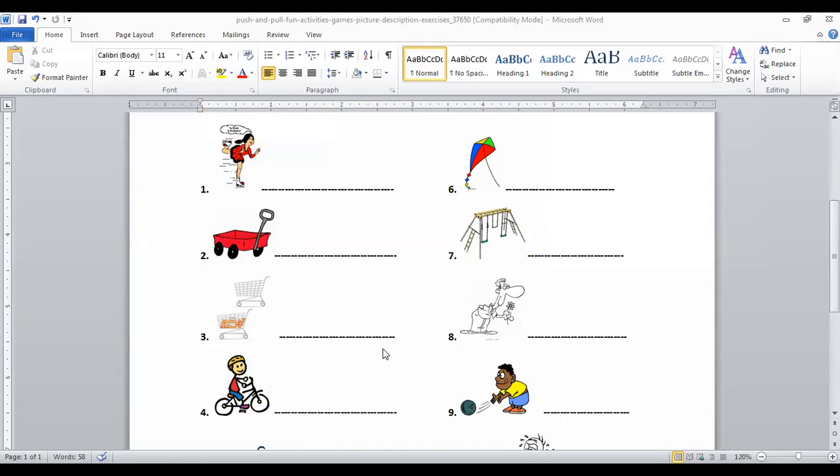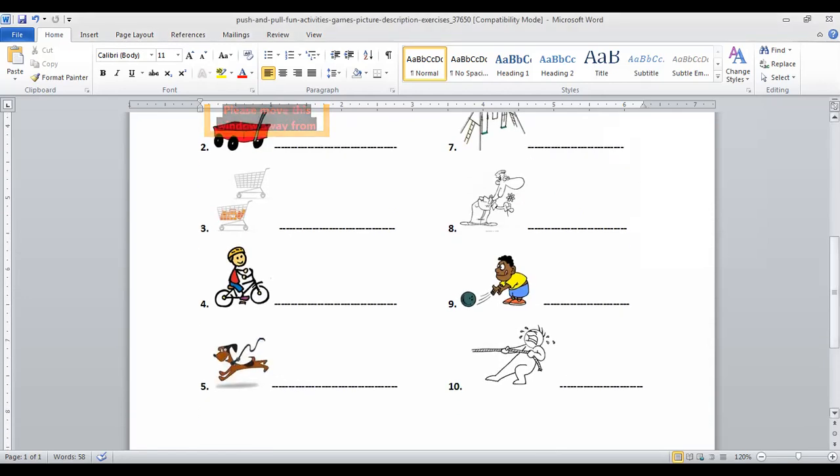Okay, number four. The boy is riding a bicycle. What is he doing? Pushing or pulling? Abdurrahman, tell us. What is the boy doing with the bicycle when he is riding the bicycle? Pushing. Yes, correct.